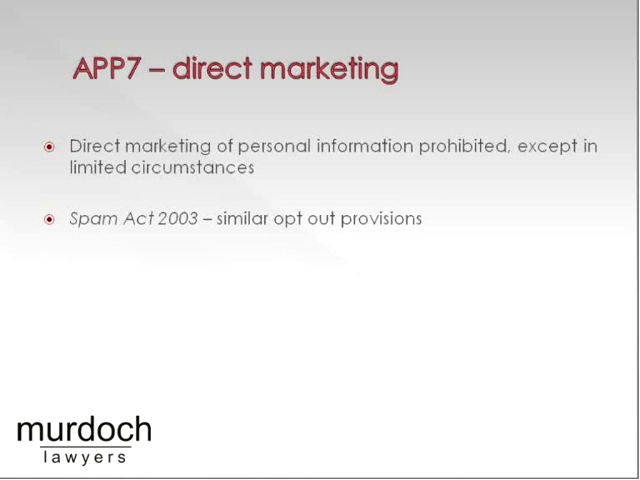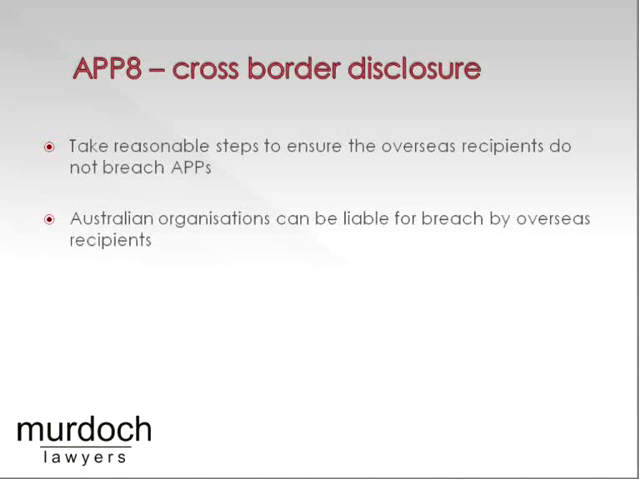APP7 deals with direct marketing. Essentially the rule is that it's prohibited except in limited circumstances. And the limited circumstances are things like the individual has a reasonable expectation that their personal information would be used for that secondary purpose, and there are provisions allowing the individual to opt out if they don't want to continue. Similar opt-out provisions under the Spam Act, except the opt-out provisions also need to relate to hard copy or other forms of direct marketing.